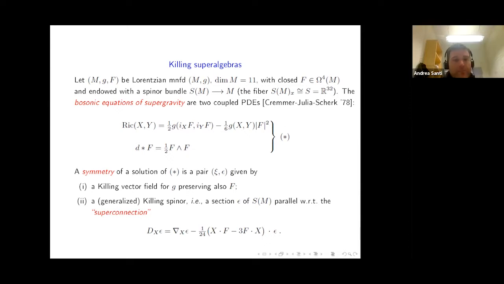And we defined last time a symmetry as something which has an even part and an odd part. So we have ξ, which is even, a Killing vector field for g preserving the 4-form, and an ε, which has to be thought of as odd, which is a Killing spinor, so a section of the spinor bundle which is parallel for this connection here. Here ∇ is the Levi-Civita connection, and this other extra term is purely algebraic, and it's something in the endomorphisms of the spinor module, point by point.